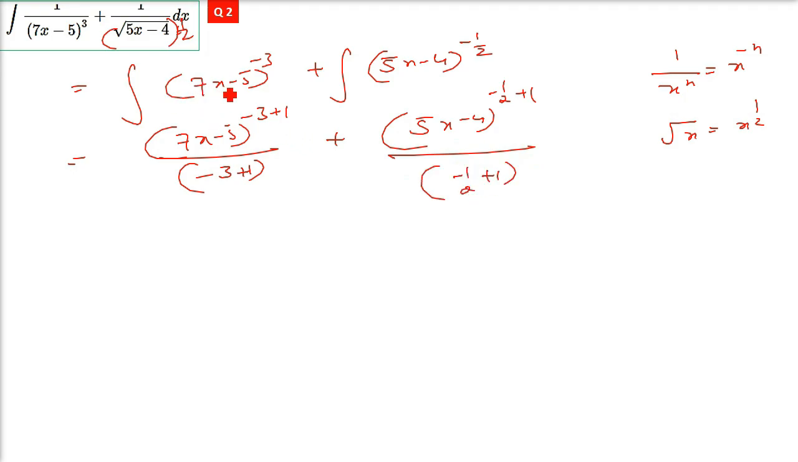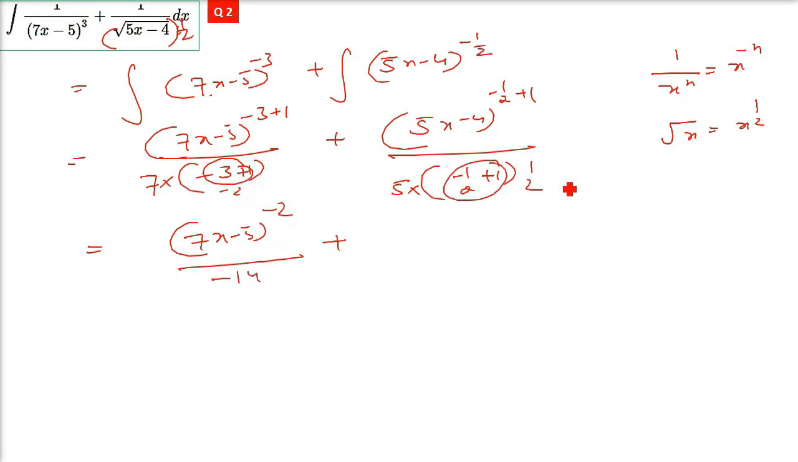So when we integrate this, (7x minus 5) to the power minus 3 plus 1 divided by minus 3 plus 1. Here we have (5x minus 4) to the power minus half plus 1 divided by minus half plus 1. There is one more thing. You have to differentiate 7x minus 5 and the result has to be divided. 5x minus 4, when you differentiate it, 5 will come. That has to be put in the denominator. So let us write the answer now. (7x minus 5) to the power minus 2 divided by minus 3 plus 1, which is minus 2. Minus 2 into 7 is negative 14. Here you have minus half plus 1, which is half. 2 goes up, 5 remains in the denominator. (5x minus 4) to the power half only.